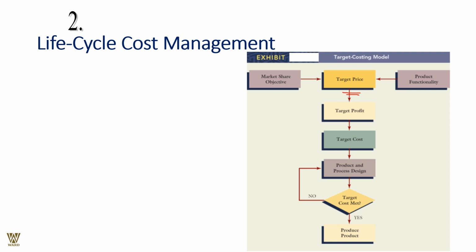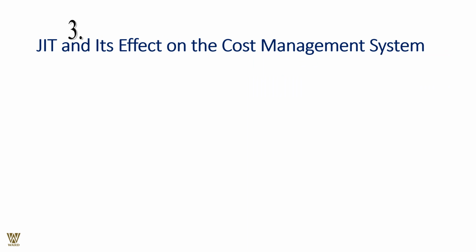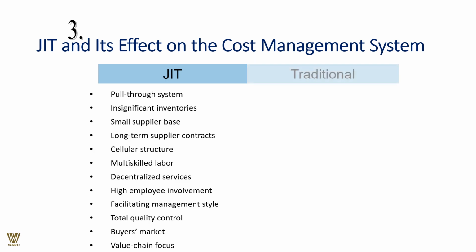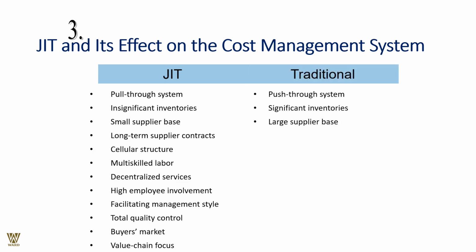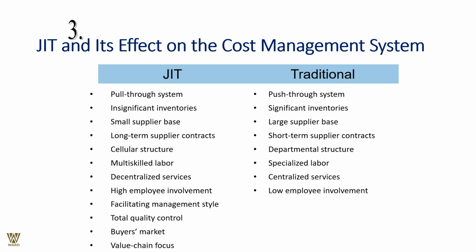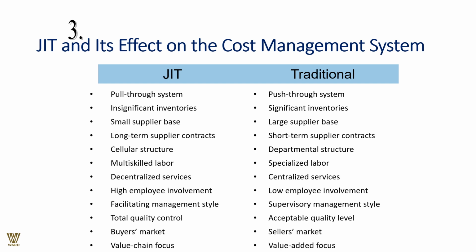Now this is where the R&D teams come into it. The cost has to be met, the product has to be produced, and this is what we are trying to do with just in time. What is just in time, or JIT? JIT is essentially a pull through system. It is an as-and-when basis on which production is implemented or initiated. Insignificant inventory, smaller supplier base, long-term supplier contracts. There's a longevity, a durability about the suppliers, cellular structures, multi-skilled labor, which might be absent in your traditional system.